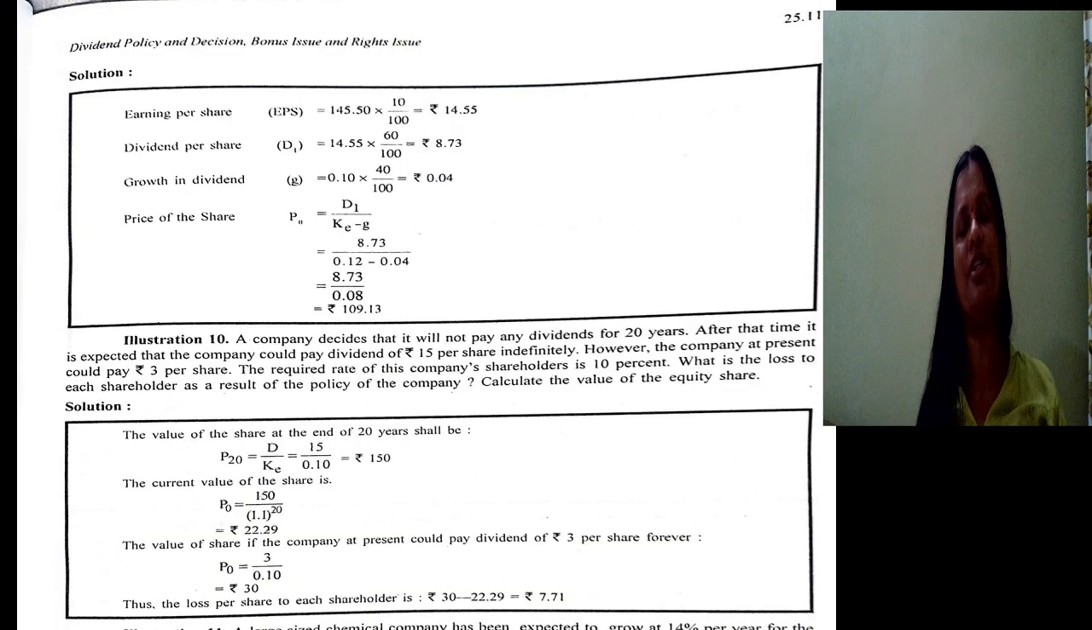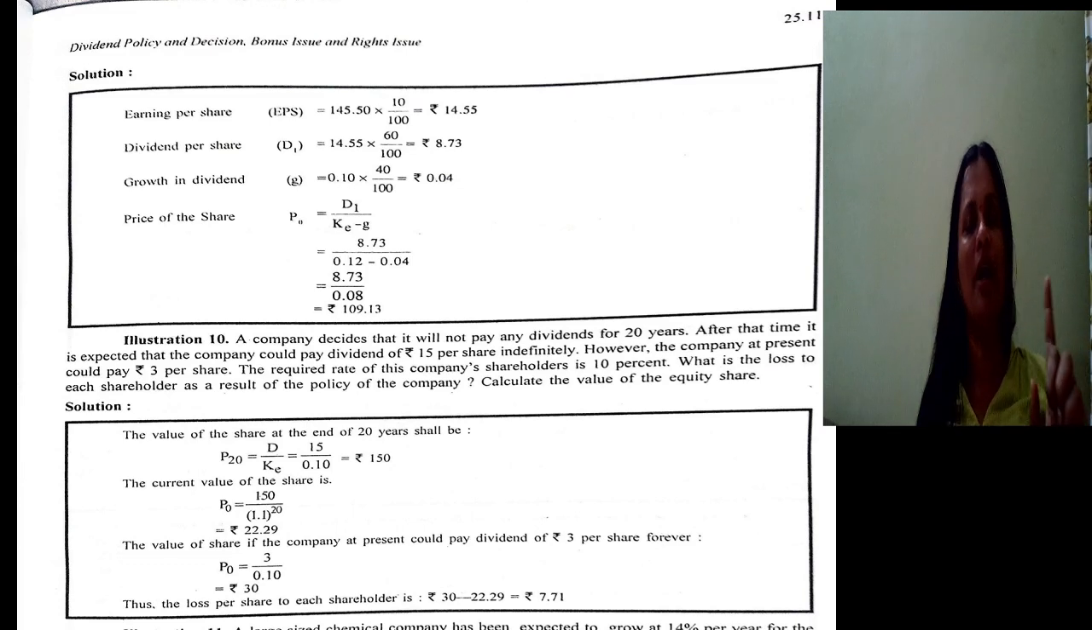So the return is 10%. 145.50 into 10% will become 14.55, which is the earning or return per share. How much is paid out as dividend? 60% per share. So 14.55 into 60 by 100 means 8.73. What is that? Dividend per share. Try to understand. 8.73 is dividend per share. And at the same time, it is given that the company follows a dividend policy of 60% payout. What is the price of the share if the capitalization rate is 12%?